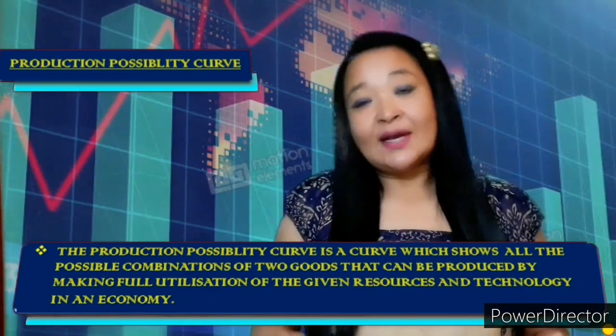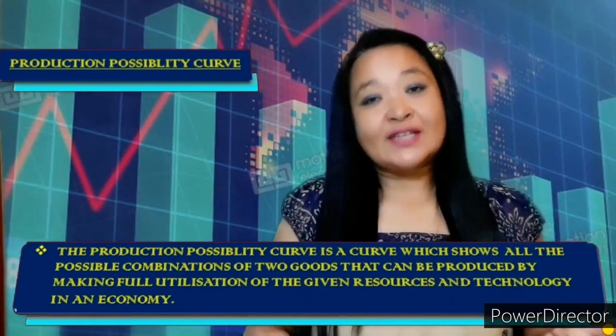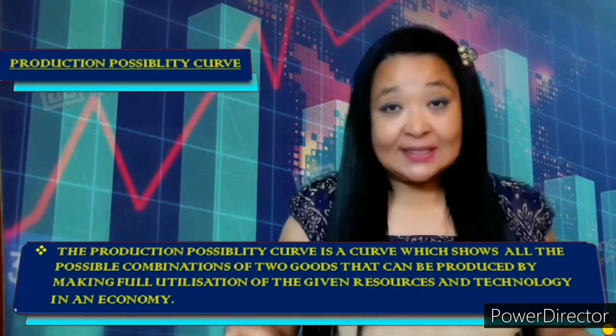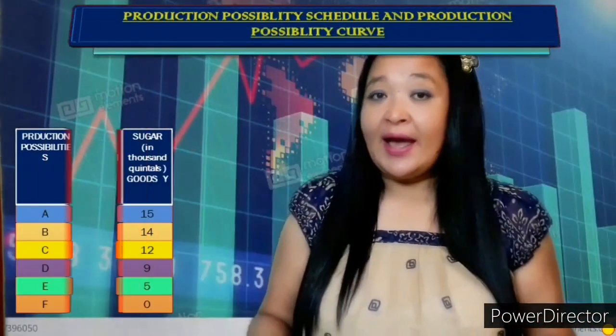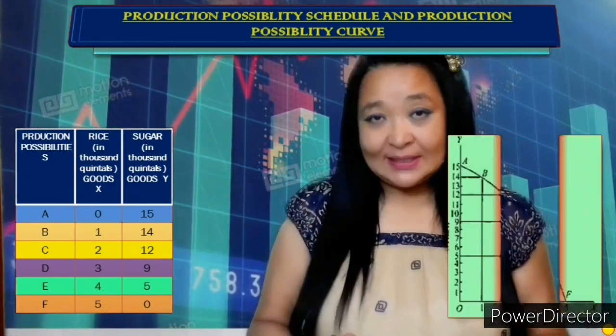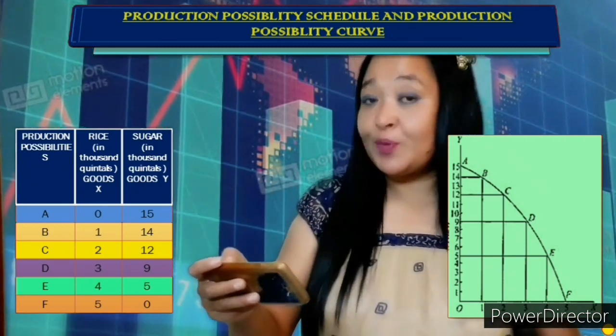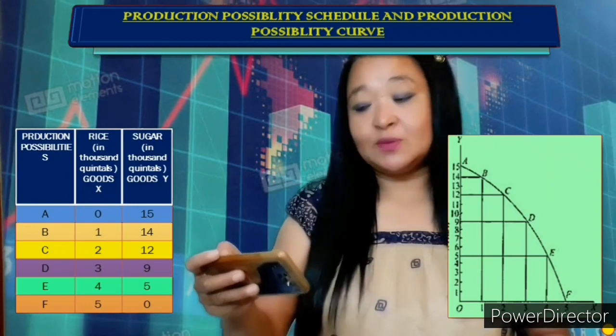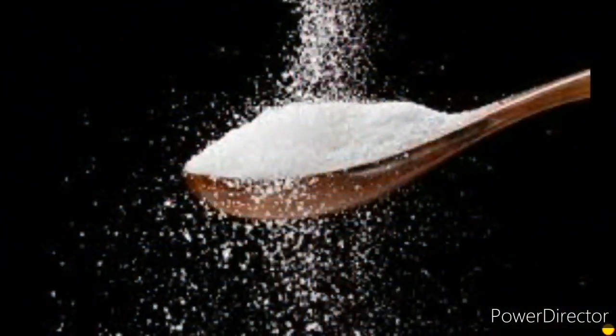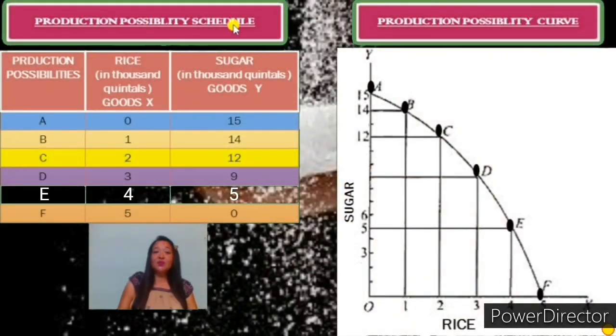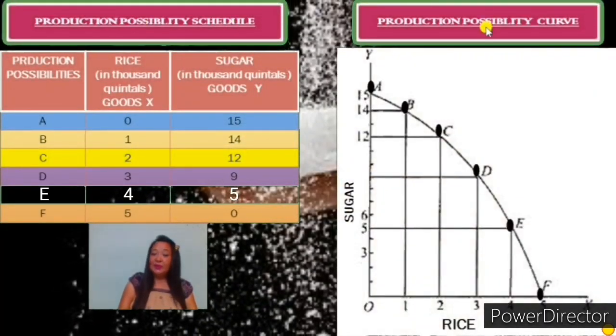This particular concept can also be explained in the form of a diagram using PPS, that is production possibility schedule, and PPC, that is production possibility curve. Now let us see what is PPS and what is PPC. With the help of this diagram, I'm going to help you understand more what production possibility curve is. So this is your production possibility schedule and this is your production possibility curve.